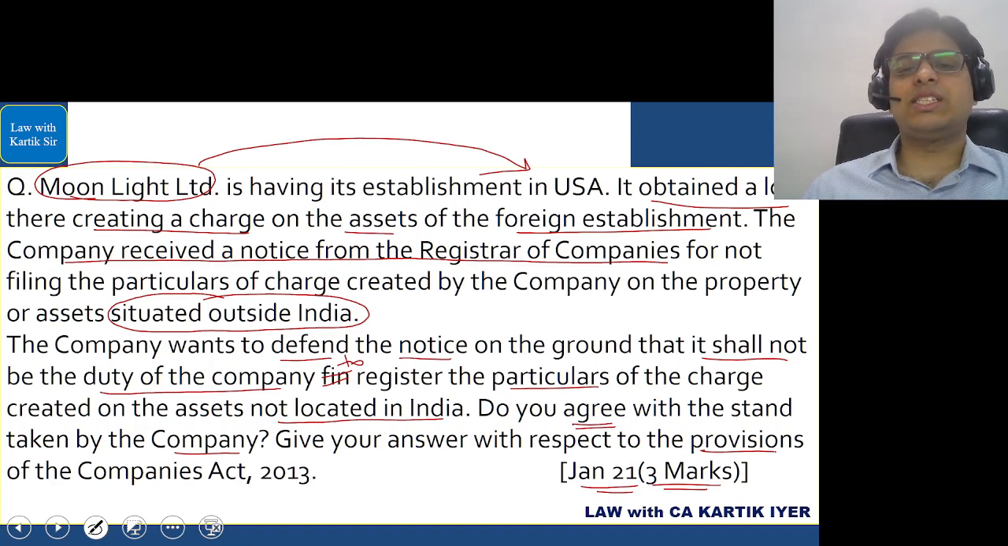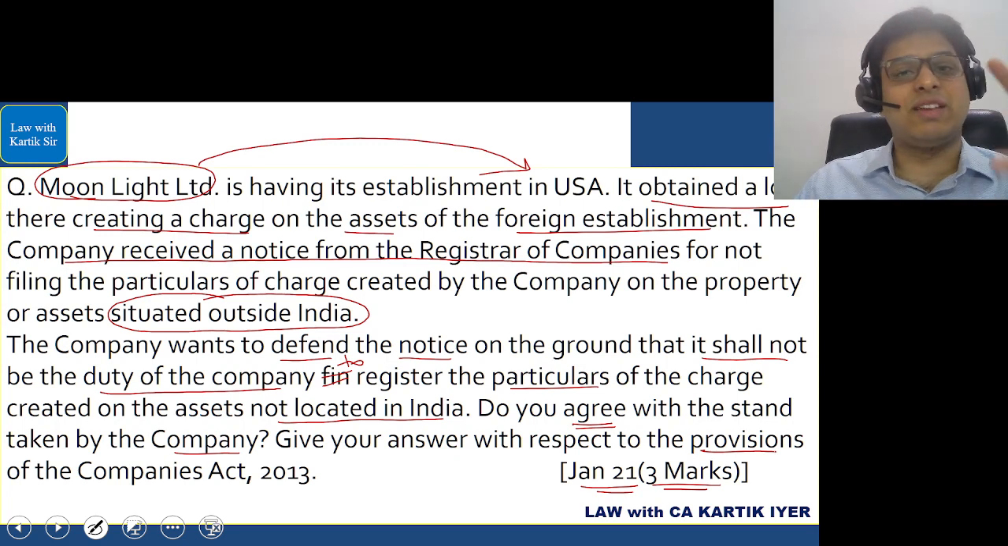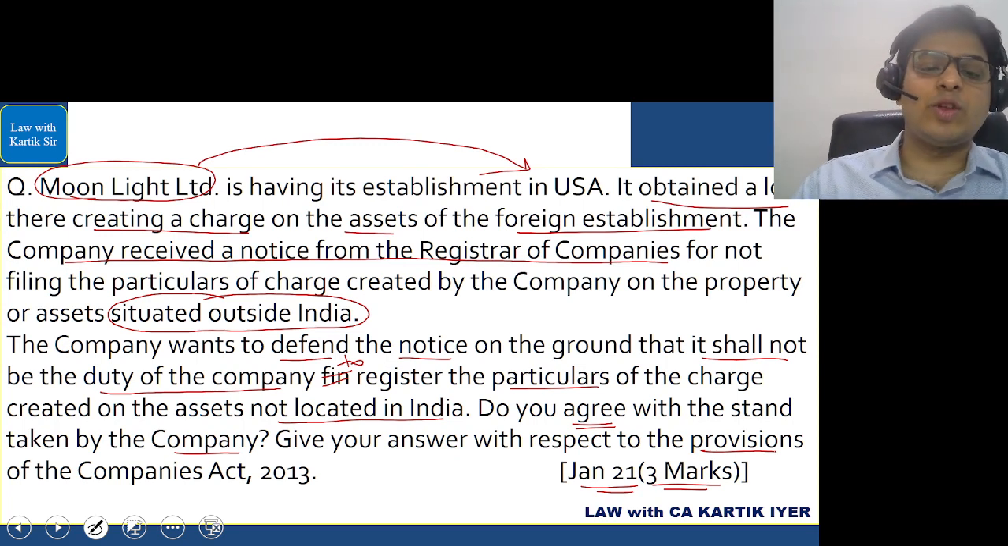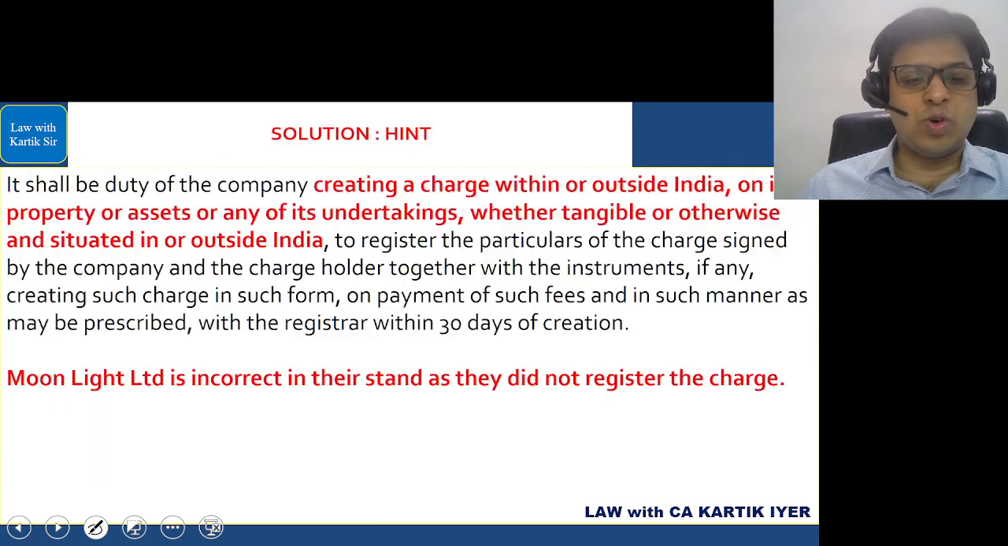Whether the charge is created within India or outside India on a property, asset, or undertaking located within India or outside India. That is what is written in section number 77. So you understand, even though the property is situated outside India, still we have to get the charge registered in India. Simple. So you understand here, see.